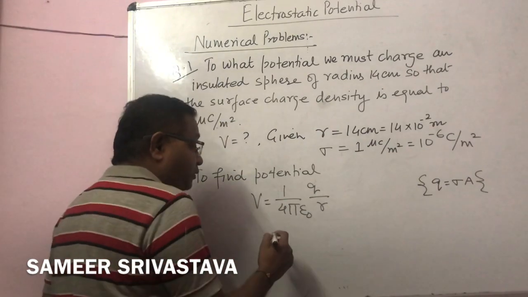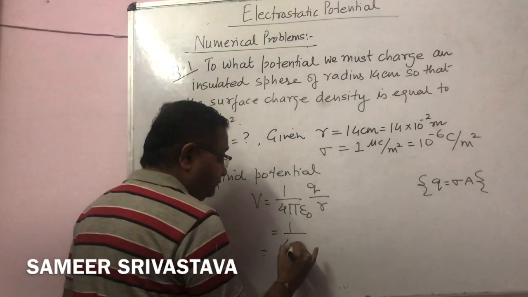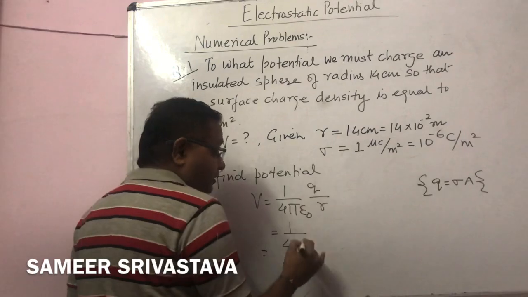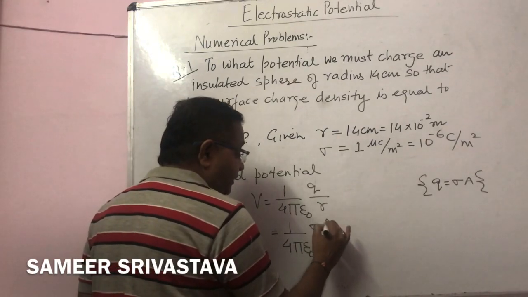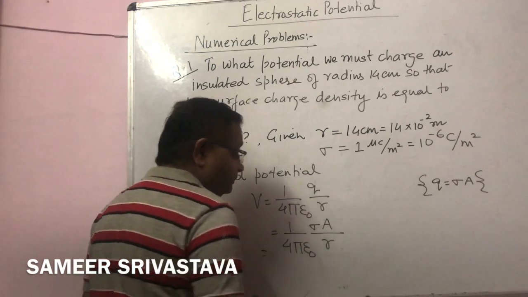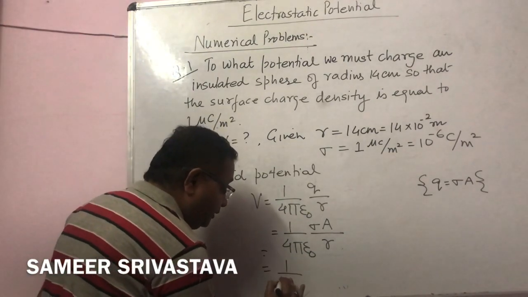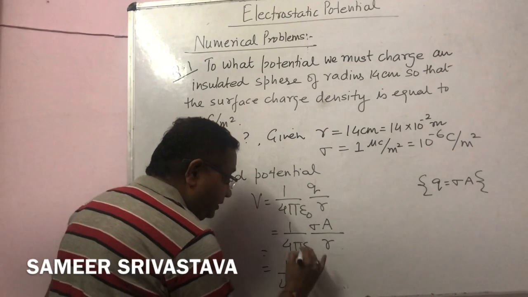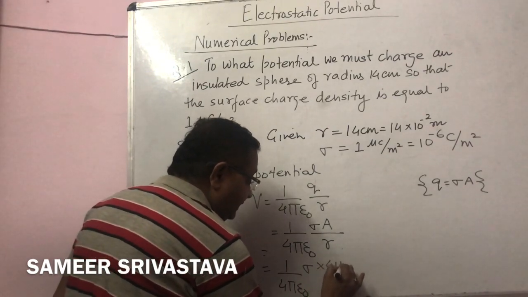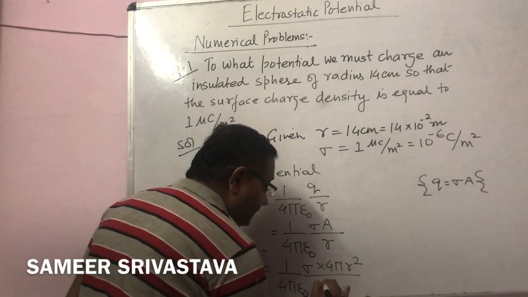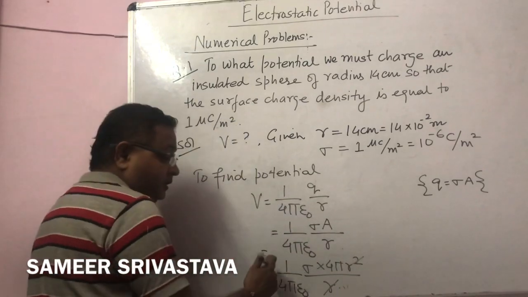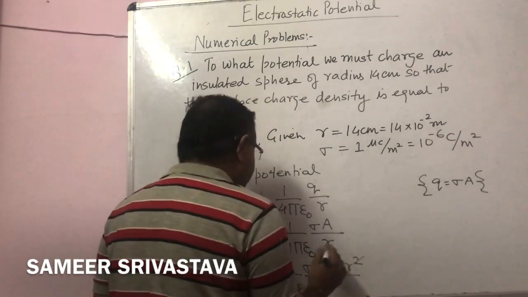So put the value Q here, that is 1 upon 4 pi epsilon naught, Q is sigma into A upon R. Now put the values: 1 upon 4 pi epsilon naught, sigma, the area of sphere is 4 pi R square, upon R. R is cancelled out.